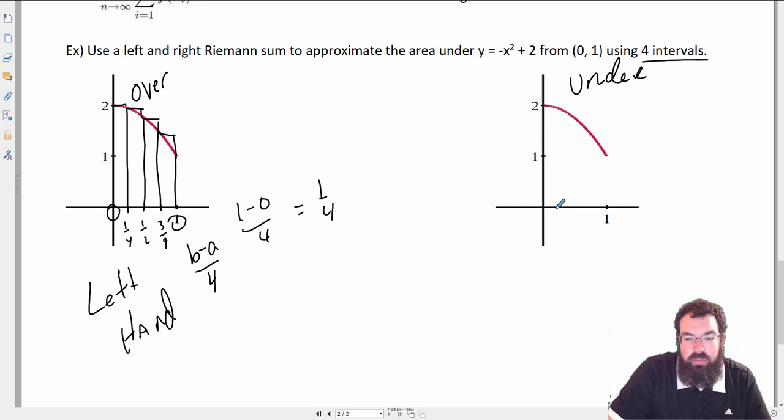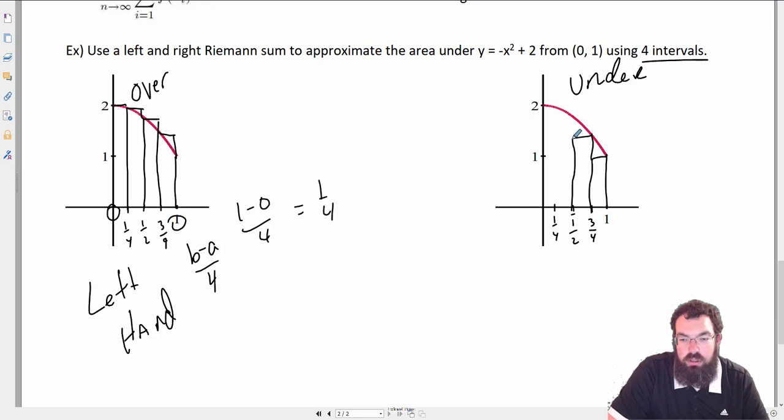Your right hand, we have the same thing. Okay, we're going to get a quarter, right? We're going to get a half. And then we're going to get 3/4. And we're going to now do the right hand, so this means it's an underestimate. So I'm going to go from here to there. Oh my God, I can't draw a straight line. It's hard.